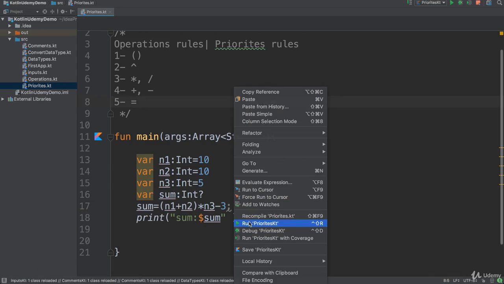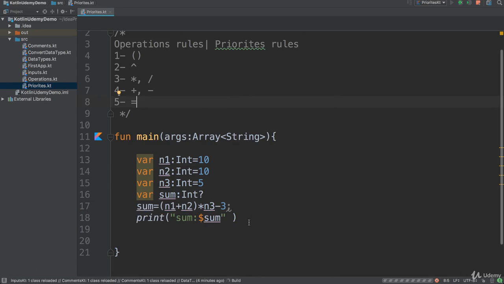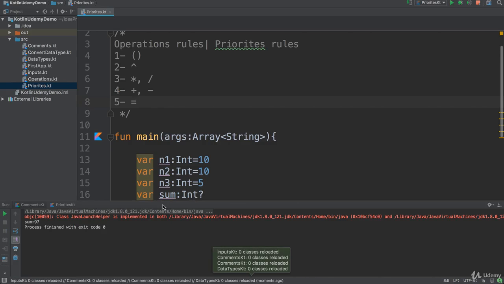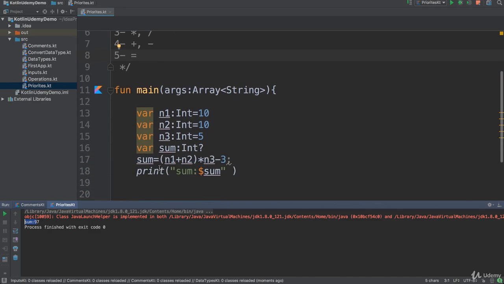Now let me see, is the result correct? The result has to be correct because now we have brackets to solve our problem. So yes, always remember you have priorities, and the one that has high priority will run first, and all the operations will run from left to right. You compare two operations. Now 97. So think about it now.